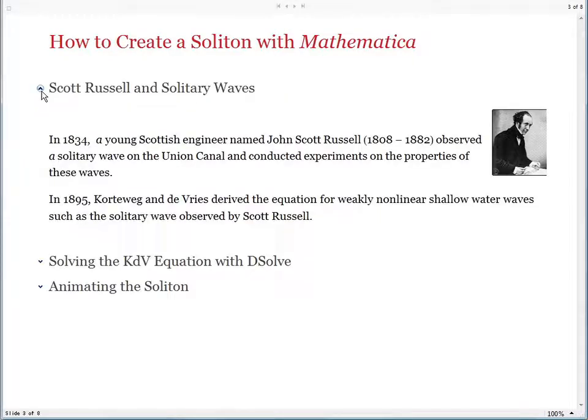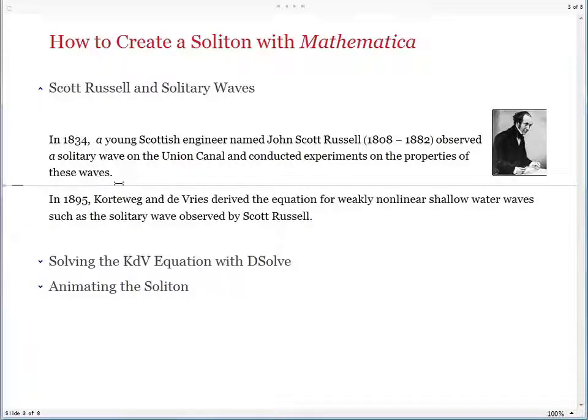So basically in the year 1834, a young Scottish engineer named John Scott Russell observed one of these waves on the Union Canal in Scotland, and he conducted experiments on the properties of the waves. The story goes that in fact Scott Russell was riding on horseback and he saw the wave, he chased it for about half a mile and then lost it. He came back, wrote up his work, and as often happens in such cases, no one really believed in the significance of what he had done.